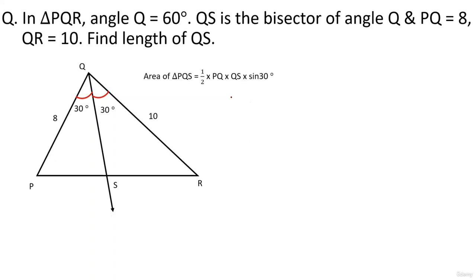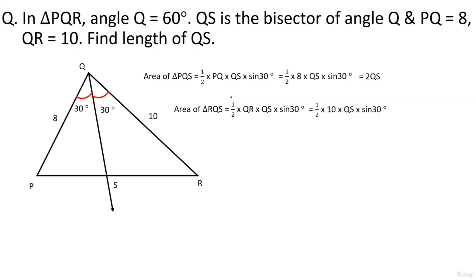Now what we'll do is we'll first try to find out the area of triangle PQS, and we know it is going to be half into the product of the sides into the sine of the angle between them. So the area of triangle PQS is half into PQ into QS into sine of the angle in between them. Since QS is the angle bisector and angle Q is given as 60, PQS or RQS, both will be 30 degrees, right? So we plug in the values here. PQ is 8, QS is not given. We get the area of triangle PQS as 2 times QS, plugging in sine 30 as half. Same way we find the area of triangle RQS: half into QS into QR into sine 30. QR is given as 10, so this becomes 2.5 times QS.